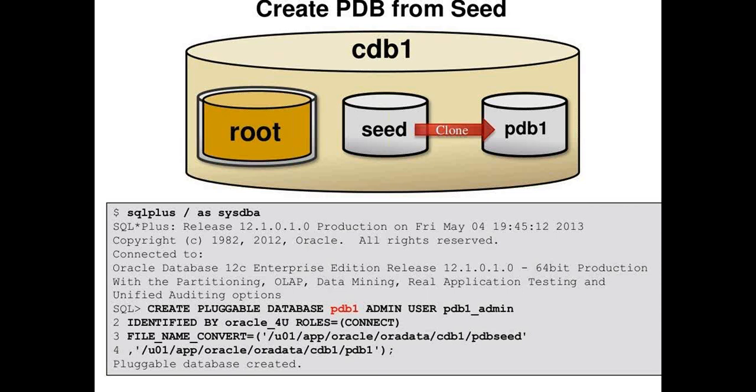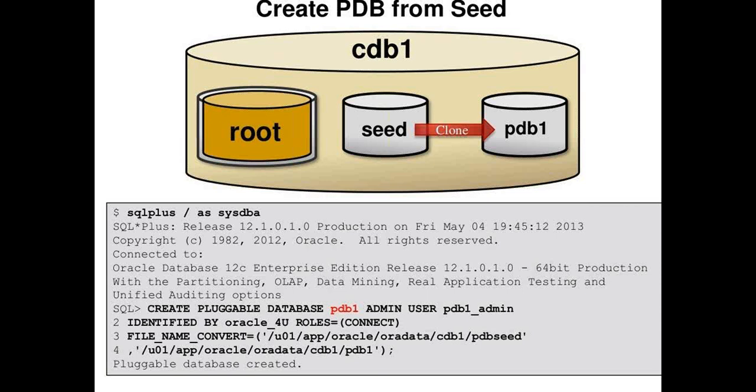And there is one parameter which is called file name convert. So all the files that are present in the PDB seed, you can see here u01/app/oracle/oradata/CDB1/pdbseed is the location where all the data files are present, which are the data files of the seed database, which is the basic template for a pluggable database. So from this basic template we are creating one pluggable database whose name is PDB1.